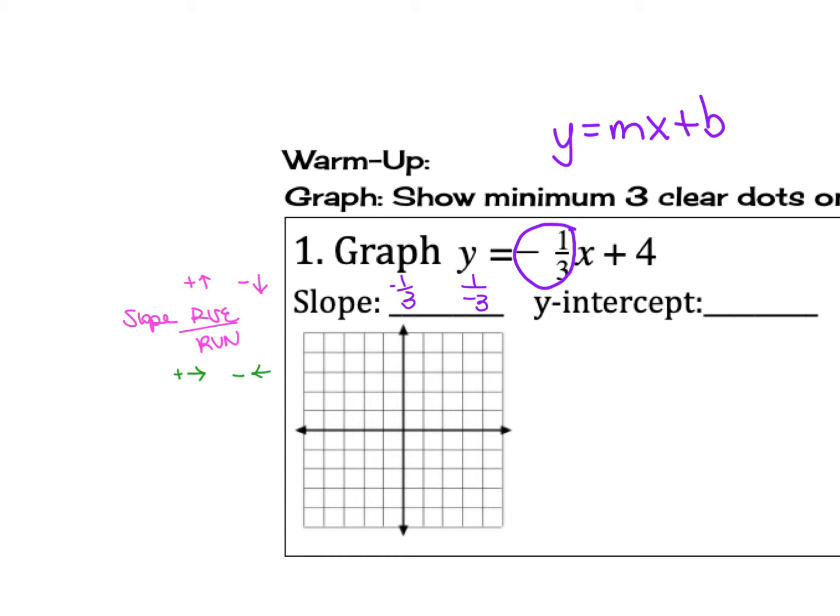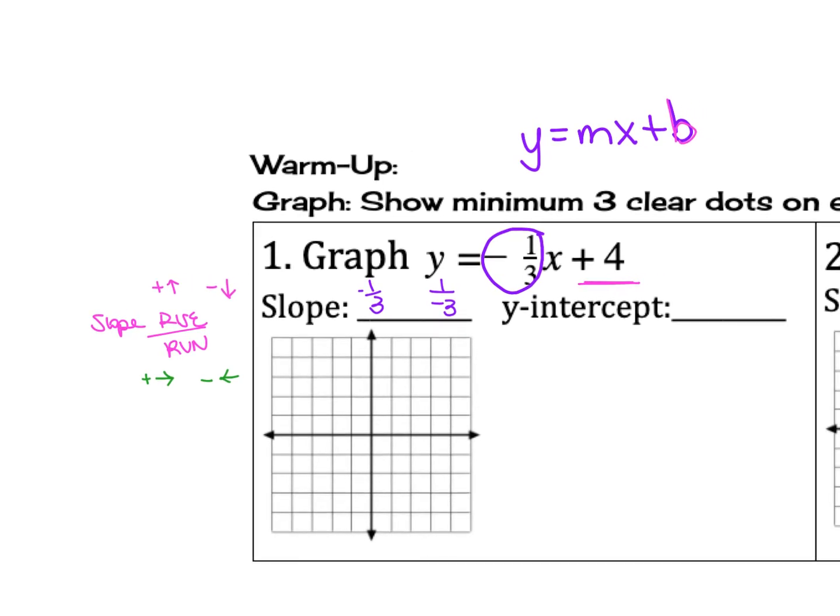Now the b is our y-intercept. So the y-intercept is the constant at the end, or when x is 0, right? Y-intercept is when x is 0. So if you plug in 0 for x, we would find that it's 4. So 0, 4. So when graphing lines, you begin with the y-intercept. So that is at 0, 4. And then we move with slope.